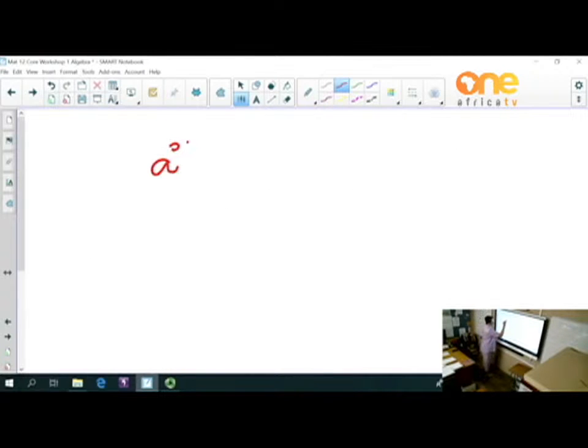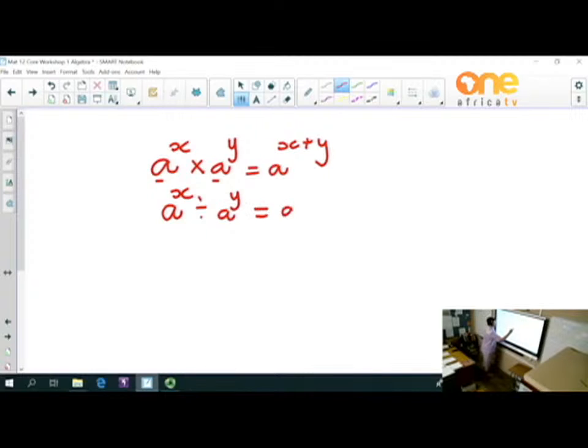A to the power of x times a to the power of y is equal to a to the power of x plus y. If you multiply, you add, but it must be like terms, the same base. If it's division, then we subtract, so it becomes a to the power of x minus y. The next one is a to the power of x to the power. Now we're going to multiply, and this is then a to the power of xy.